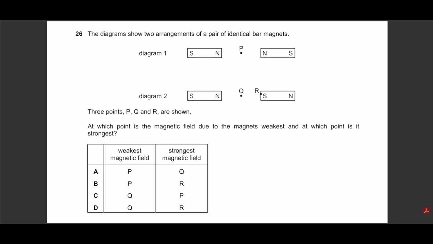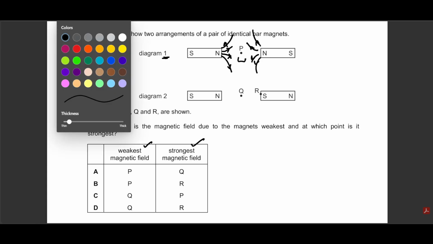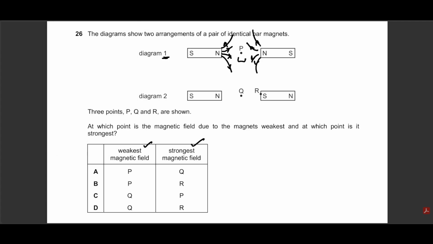Question number 26. It says we have two diagrams, and we have 3 points, P, Q, and R. He wants to find the weakest magnetic field and the strongest magnetic field. You see, in diagram 1, if we try to draw the magnetic field, since they are like poles, the magnetic fields do not interact with each other. They are actually moving away from each other. This is pointing out, and since we know the North Pole is going to be pointing out, point P experiences no magnetic field or nearly zero magnetic field at best. So the weakest field should be at point P.